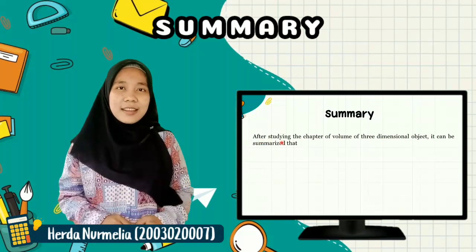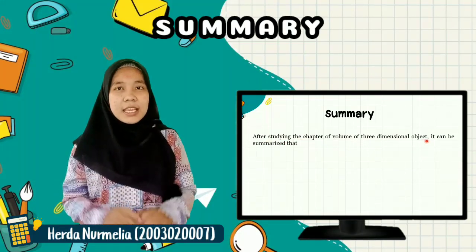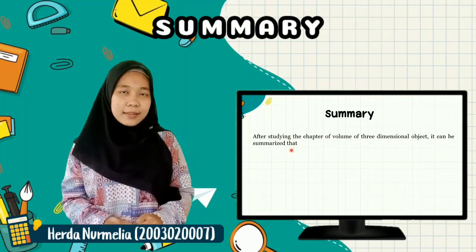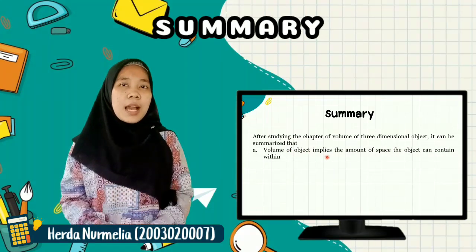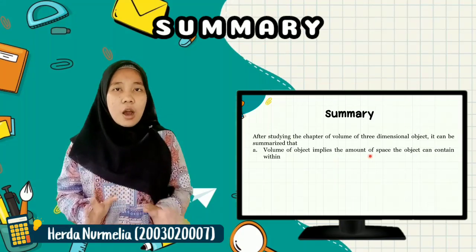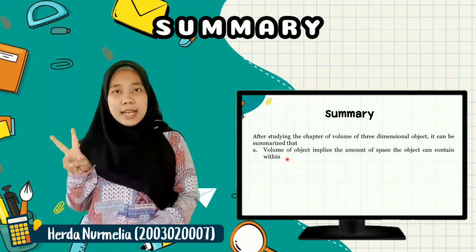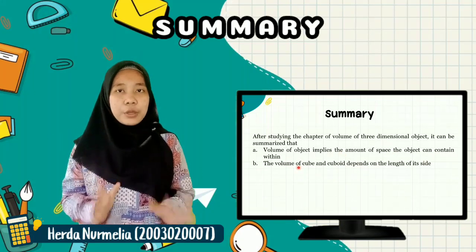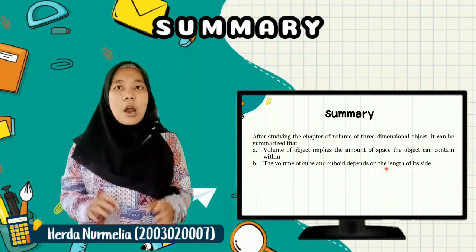After studying the chapter on volume of three-dimensional objects, it can be summarized that: first, the volume of an object implies the amount of space the object can contain within. Second, the volume of a cube and cuboid depends on the length of its sides.